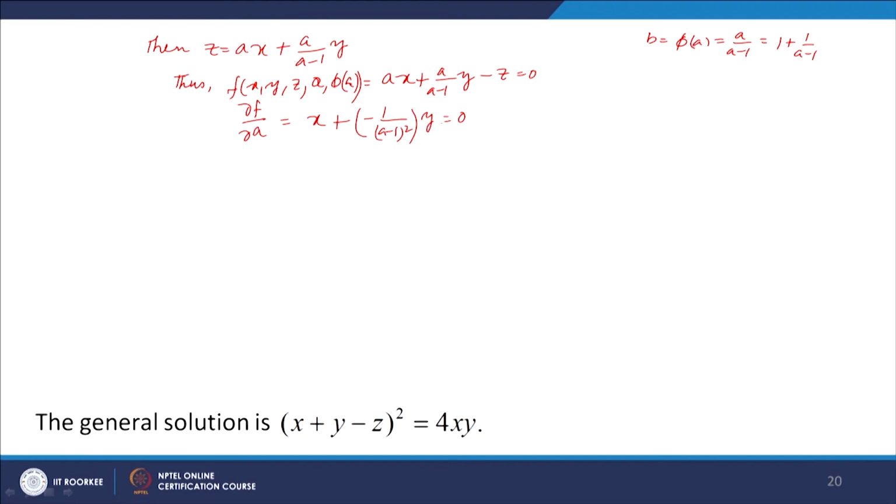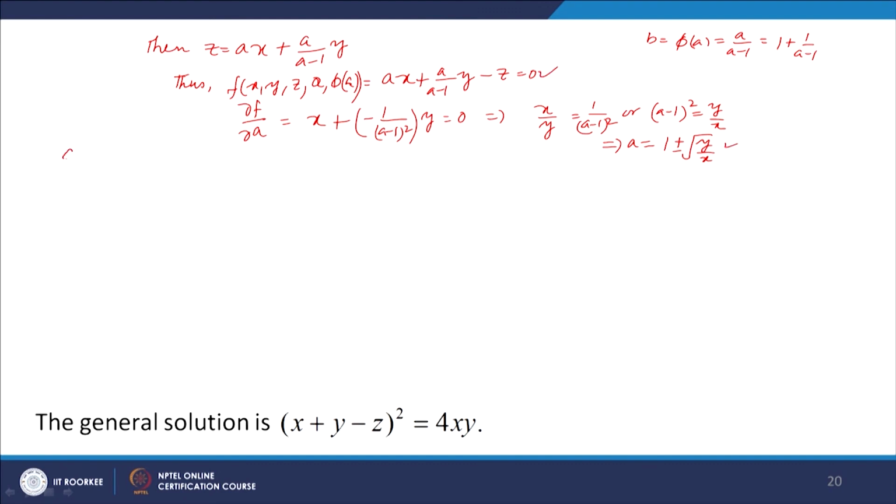So let us put this equal to 0, then what we will get? x over y equal to 1 over a minus 1 whole square, or a minus 1 whole square equal to y over x. So this gives you a equal to 1 plus minus square root y over x. Now, let us eliminate the parameter a between this equation and this.